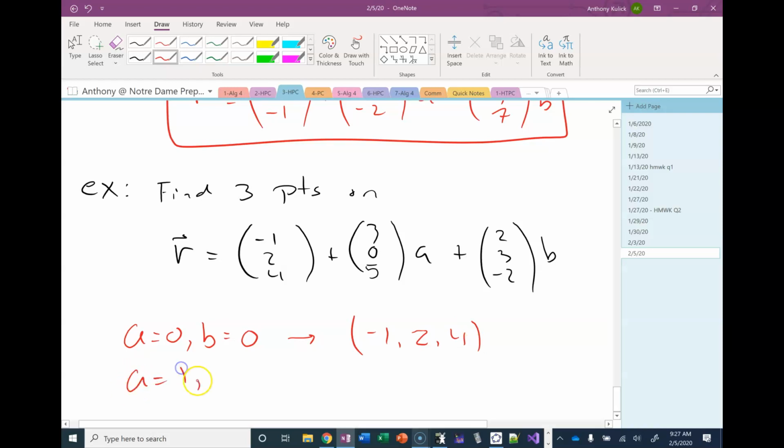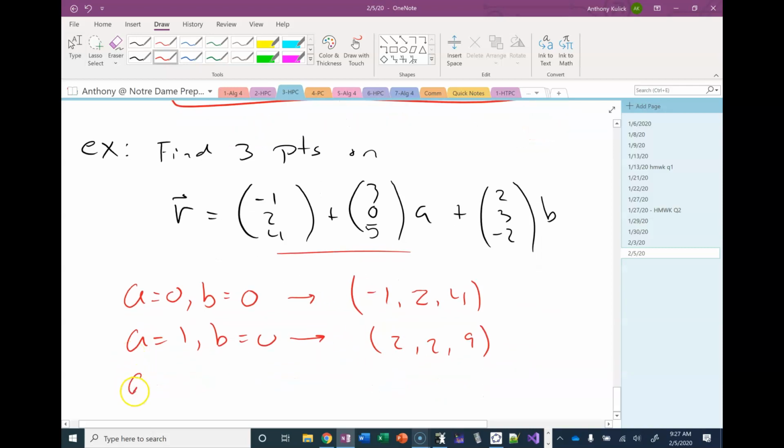Now maybe I'll pick a to be 1 and b to be 0 this time. Basically all I'm going to be doing is just adding those 2 vectors. So that would give me the point 2, 2, 9. And then maybe I'll pick a to be 0 and b to be 1, in which case I'll just be adding the first and last vectors. Which gives me the point 1, 5, 2.